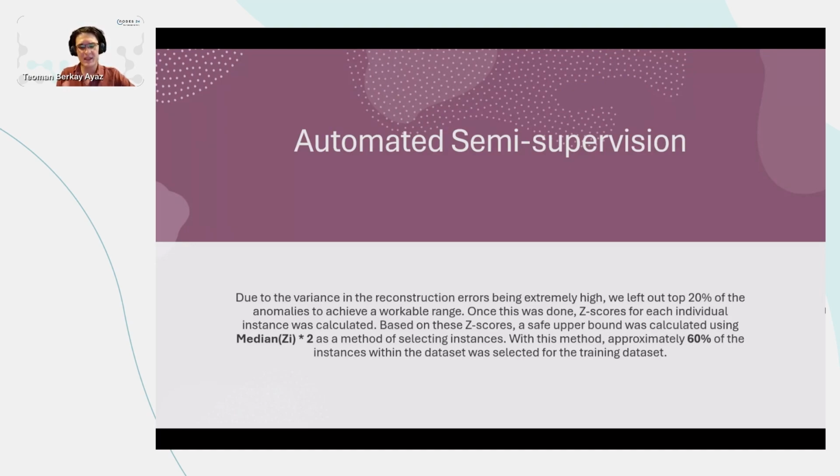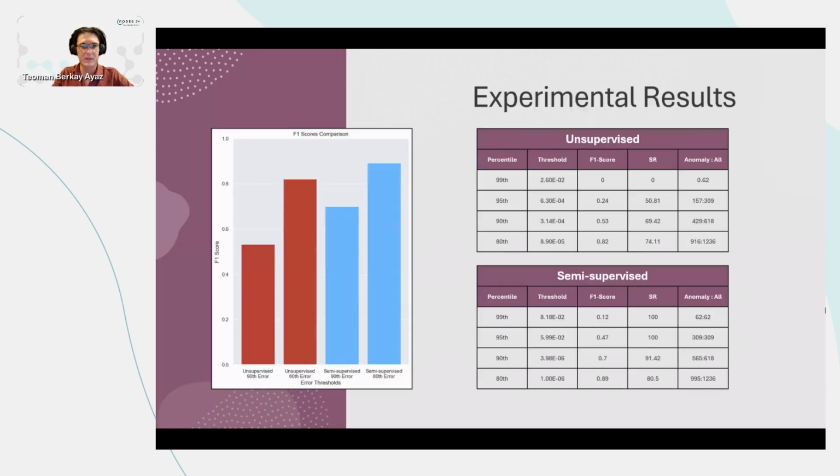So any instance with a high reconstruction error is going to stay on top. And once we pick a point like this, every single data point below that is either going to be normal or there will be a negligible amount of anomalies below that data point. So the experimental results show us that the applied form of semi-supervision here does actually increase the anomaly detection performance.